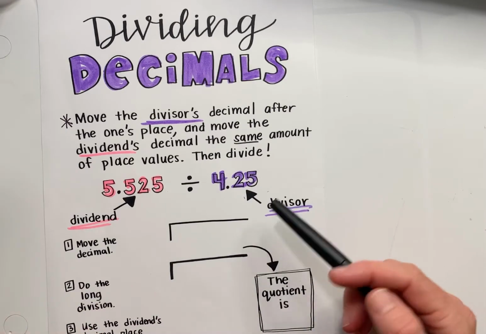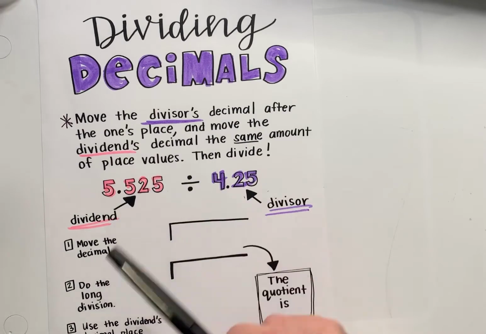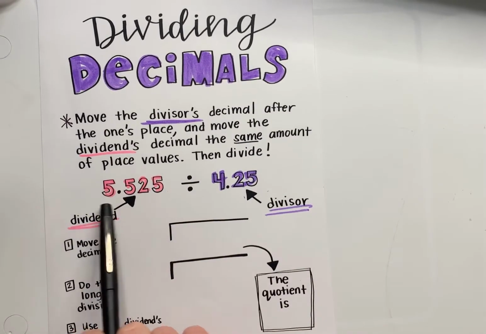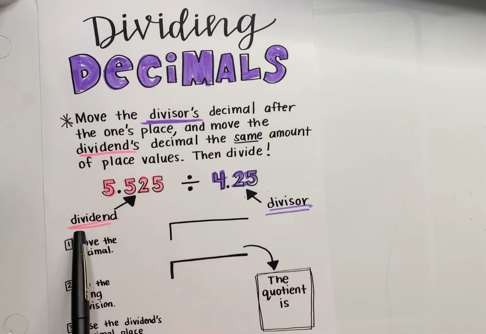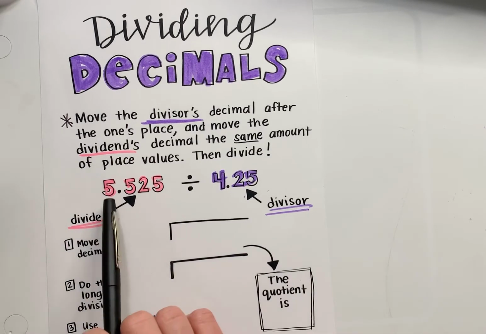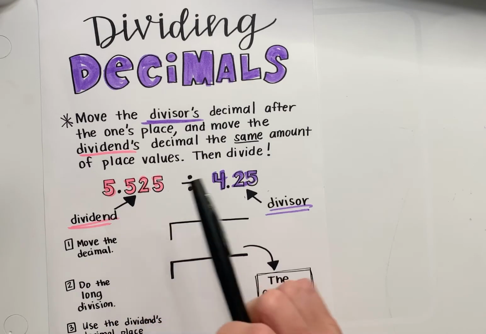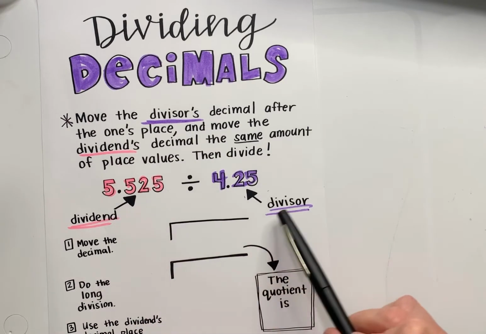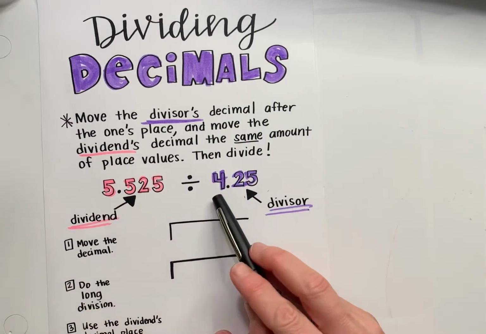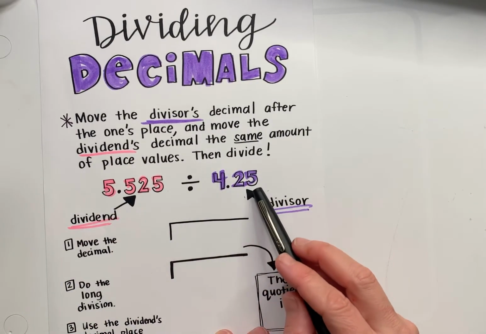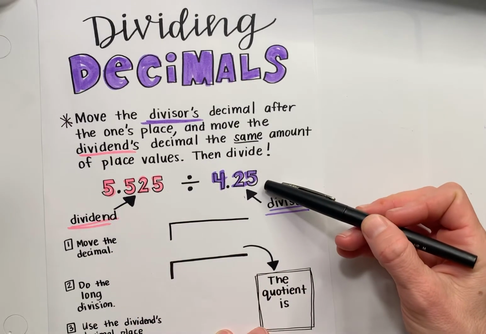First of all, there's some key vocabulary that we need to remember. We have a dividend and a divisor. So in the division expression you see here, the dividend is that first number or your starting amount. So it's 5 and 525 thousandths divided by the divisor, or the number that's going into it, 4 and 25 hundredths. So the dividend is divided by the divisor.